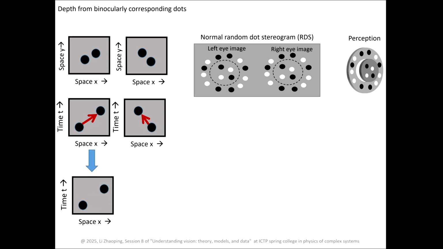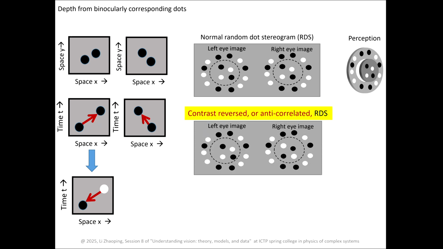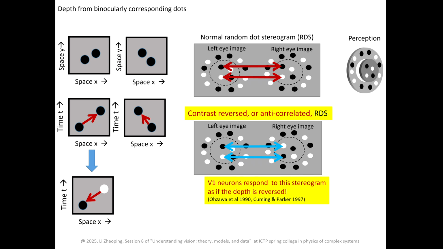Just as one can make a reverse motion direction by corresponding a black dot with a white one, one can make a contrast reversed or anti-correlated random dot stereogram to create a reverse depth. Now each black dot in one eye corresponds to a white dot in the other eye. The surrounding ring still has the normal match between the dots. The top and bottom stereograms have the same disparity value for the central disk. However, V1 neurons respond to this bottom stereogram as if the disk is now behind the surrounding ring.